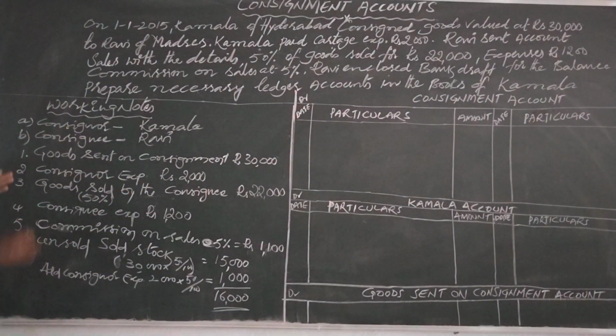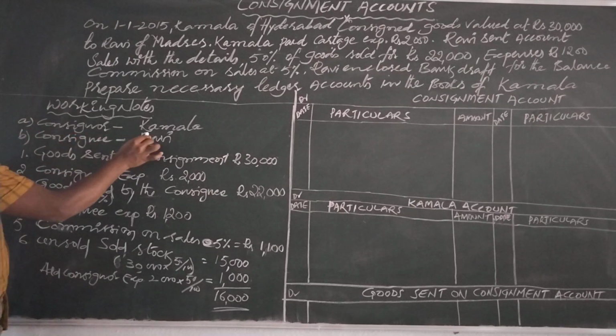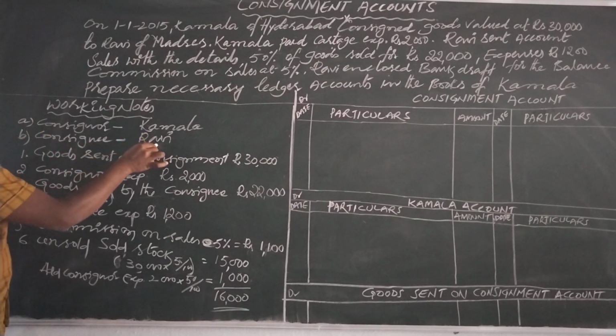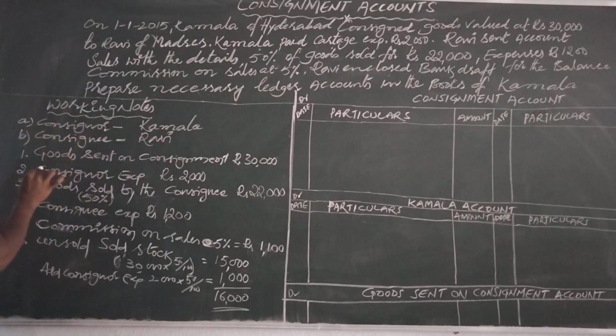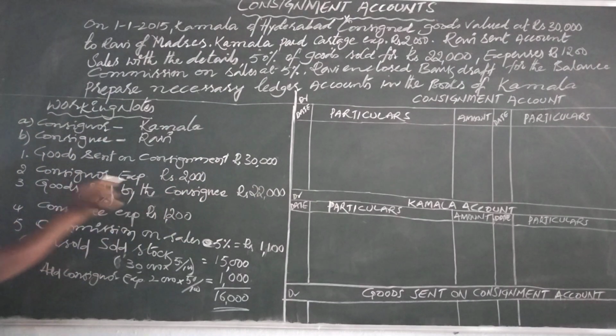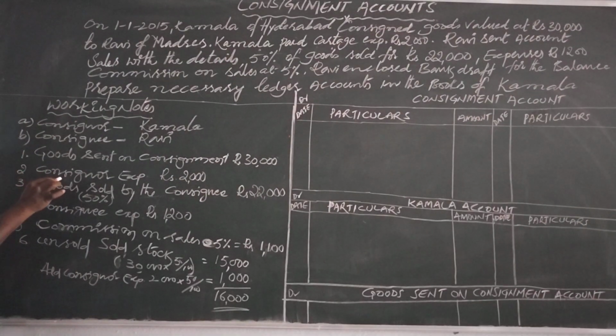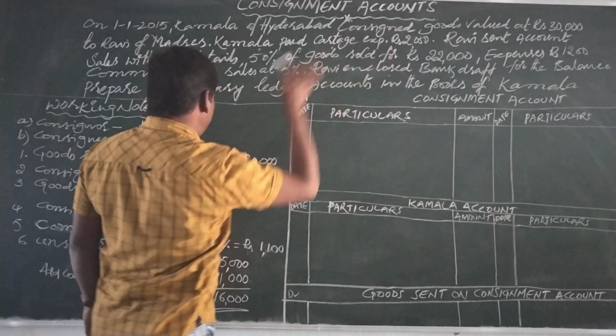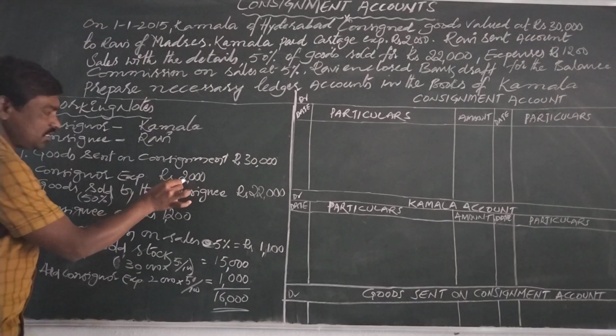See here the working notes. First one, point A, consignor, that is Kamala. Consignee, Ravi. Points A and B are not important; for understanding, I have taken Kamala and Ravi as point A and point B. The goods sent on consignment are rupees 30,000. This is the first working note point. The second point is consignor expenses. The consignor paid cartage expenses rupees 2,000.